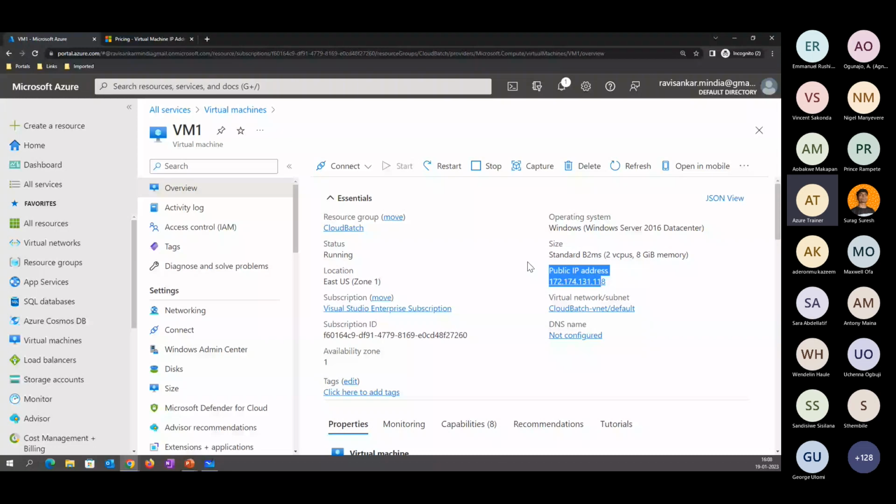So there is no option of bringing your own. You cannot bring your own public IP address from your network. This is one important point. I just pasted that point in the chat. Another point you need to remember here.